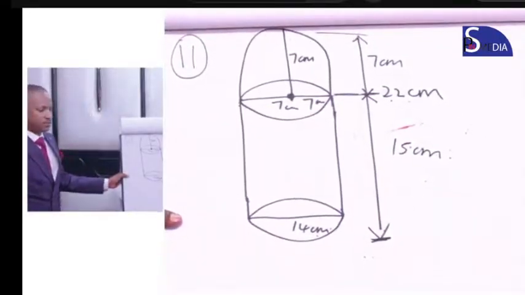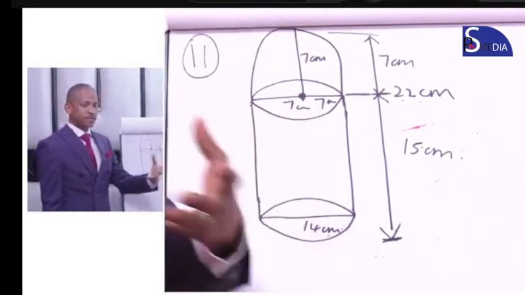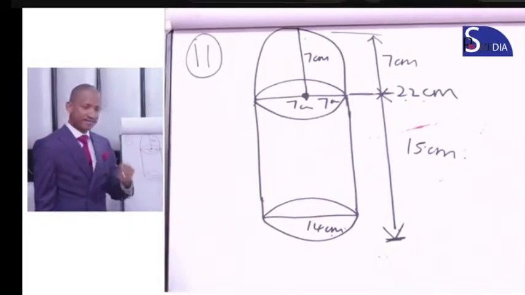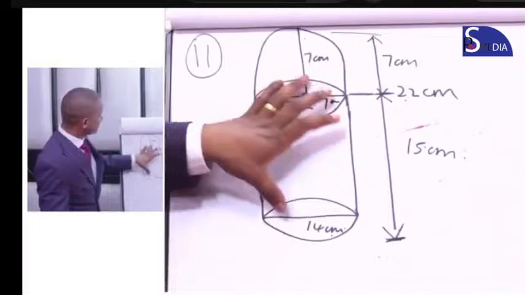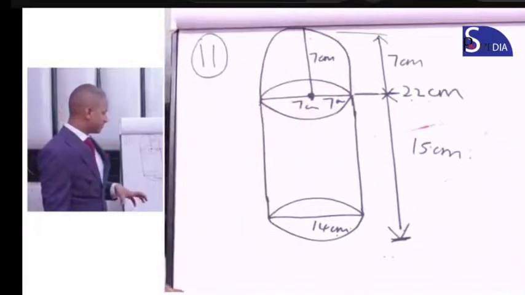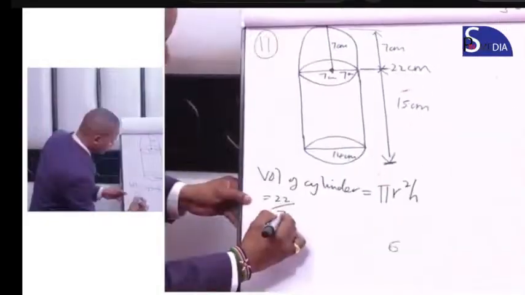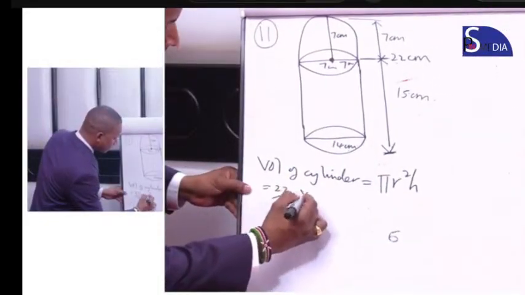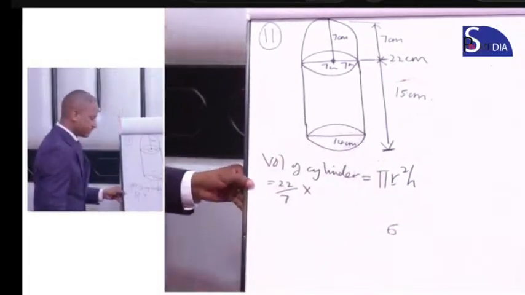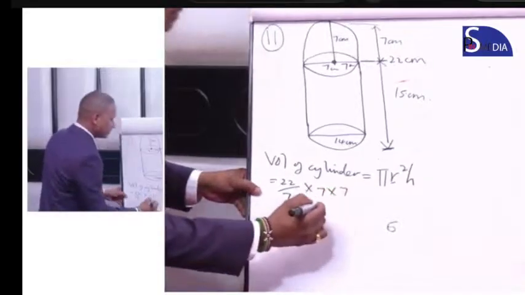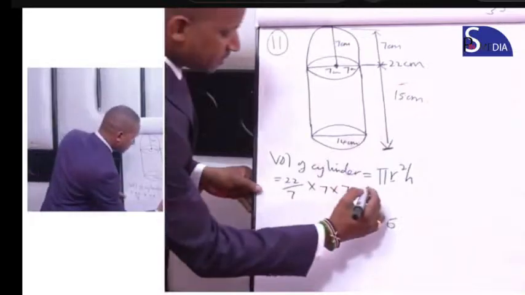Class, I think you are getting me. So the question wants us to find the volume of a cylinder, and then add the volume of a hemisphere. The volume of a cylinder is given by pi r squared times height. If the diameter is 14, the radius is 7. The height of this cylinder is 15 centimeters.